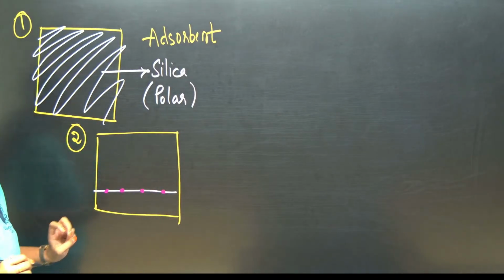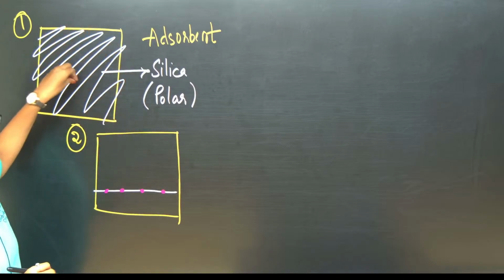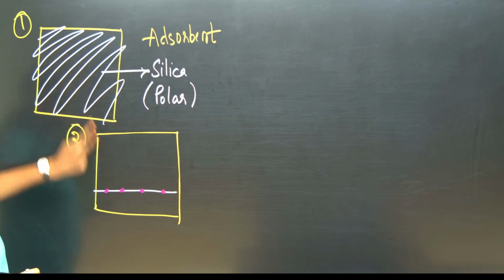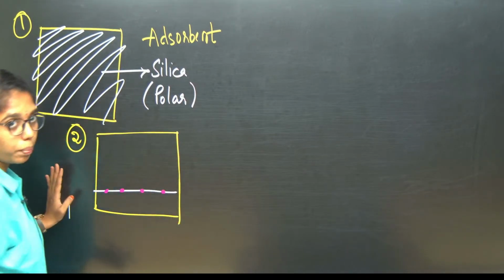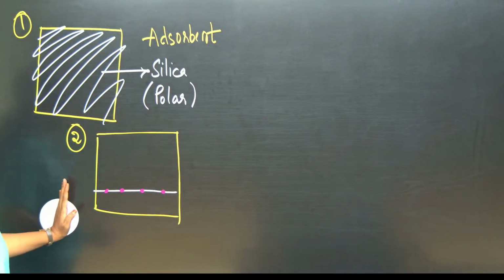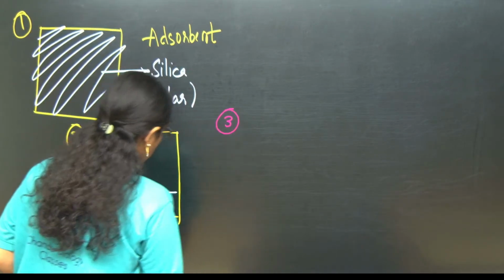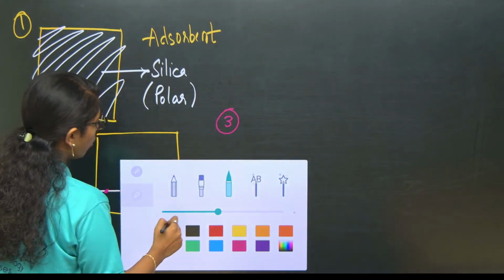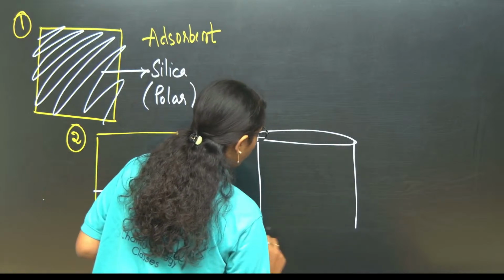This is the second step. First step is pouring the adsorbent, that is silica, allowing it to dry, keeping in the oven. Second step is plotting, taking a margin and plotting the 4 pigments, spotting the 4 pigments individually. Third step is keeping this into a mobile phase, in a small beaker containing mobile phase.